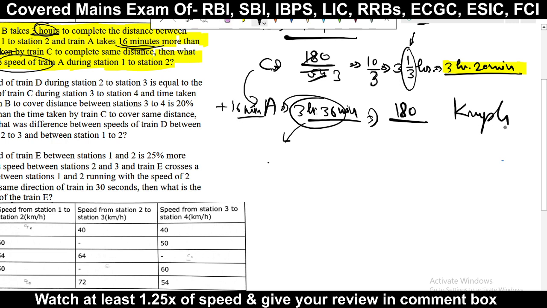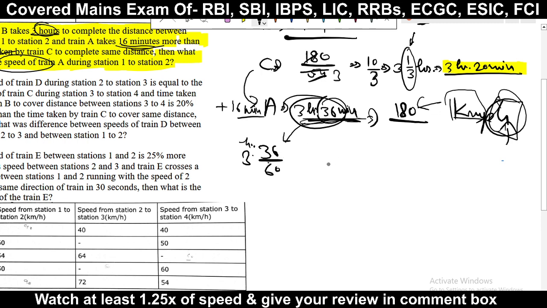Okay, so we want this here. Why? We have kilometers, and we have to convert this completely in hours. So first of all we will do that. We already have 3 hours, and we also have to convert 36 minutes into hours. To convert into hours, we have to divide the minutes.